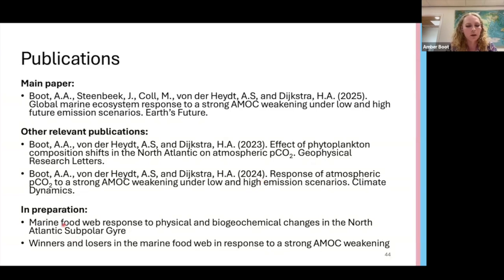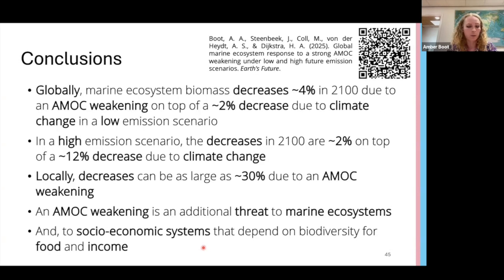And I'm currently working on two, maybe three, and these are the working titles. The first one is what I just showed you now. And I also want to look at the winners and losers in the marine food web in response to a strong AMOC weakening, where I will more or less look at the individual groups instead of just at total consumer biomass. And with that, I will leave my conclusion slide up and the QR code of my paper. And then if you have any questions, I'm happy to answer them.